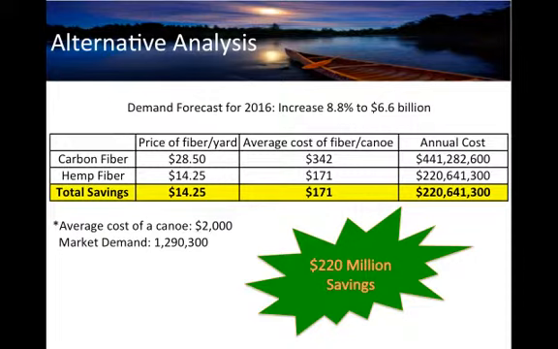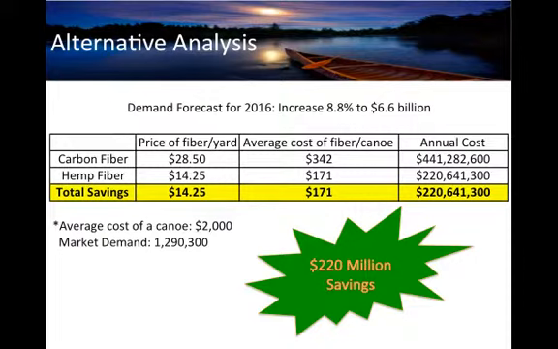And if you take that a little further and calculate the average cost of fibers per canoe, you can see that a carbon fiber canoe would cost $342 versus $171. So when I did the annual cost analysis, I had a couple variables I had to figure out, and I found that the average cost of a canoe is $2,000, and the market demand is almost 1.3 million canoes.